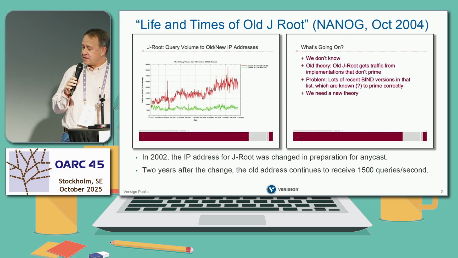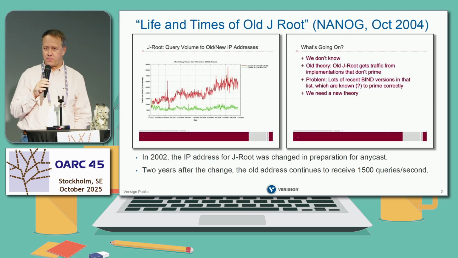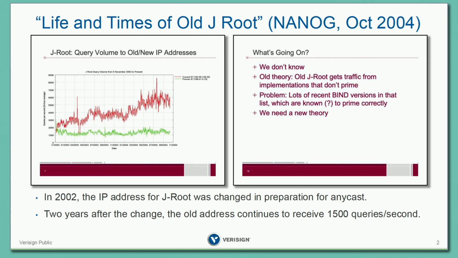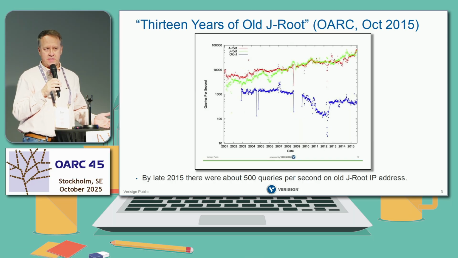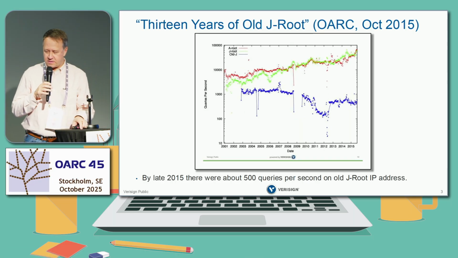You can see these slides here on the screen now are from a 2004 presentation to NANOG. The point of this presentation was that 2 years after the address was changed, we were still seeing 1,500 queries per second on the old IP address. And then in October 2015 at a DNS-OARC, there was another presentation called 13 Years of Old JRoot. At that point, we were still seeing 500 queries per second. This was ongoing, still very puzzling. Didn't quite understand why.